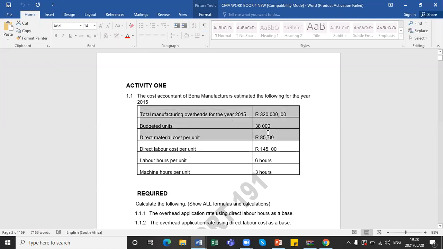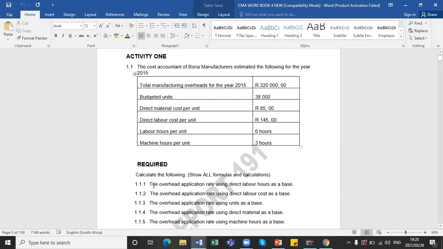So everything here is budgeted, but there's a slight difference. Here they give you the budgeted material cost for 1 unit. They give you the budgeted labor cost per unit. They give you the budgeted labor hours per unit. And they give you the budgeted machine hours. So what you need to do, you need to say first 38,000 times 85 Rand, then 38,000 times 145 Rand, 38,000 times 6 hours, and 38,000 times 3 hours.